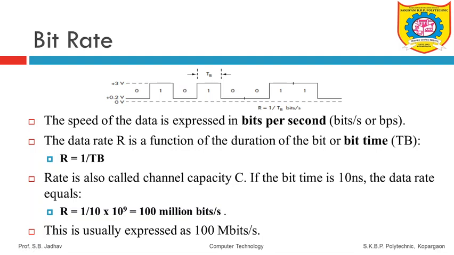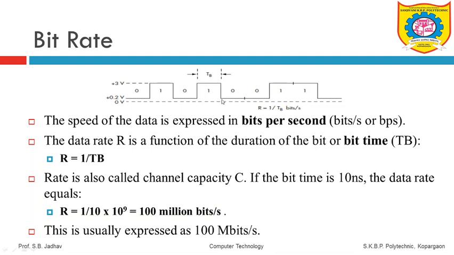The next term is bit rate. As we know, data speed is measured in terms of bits per second. So it is the measure of how many bits per second are transmitted. A certain time is required to represent a bit as 1 or 0, as can be seen from this diagram.